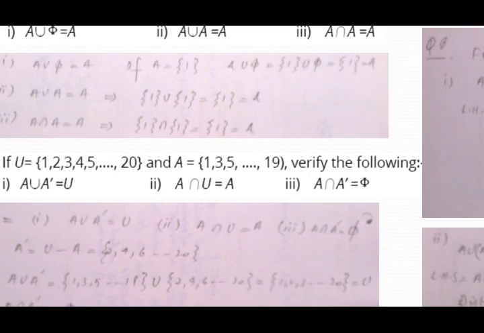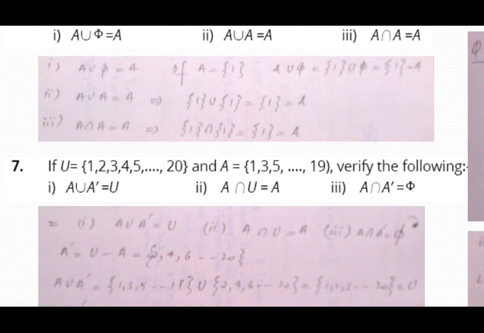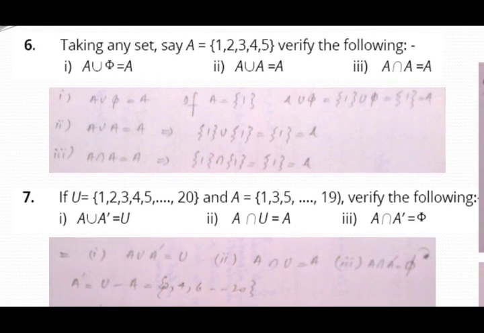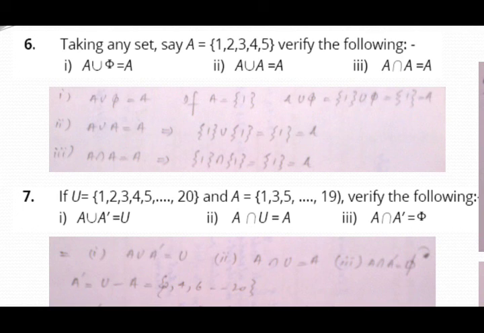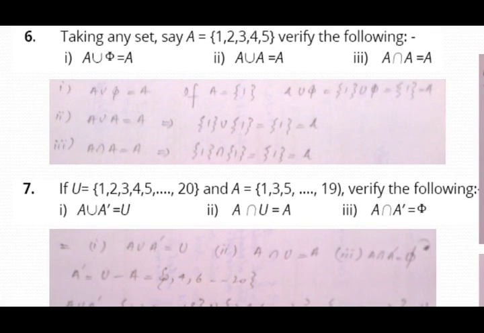And next is question number 6. We have a set and then some conditions. Union of any set with the empty set is equal to the same set. Union of the same set is equal to the same answer. And also in intersection, we can prove it by taking any set.